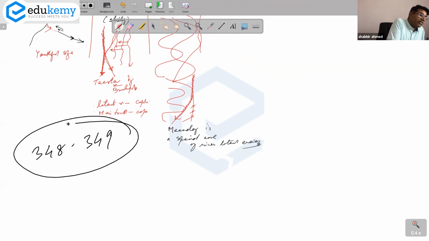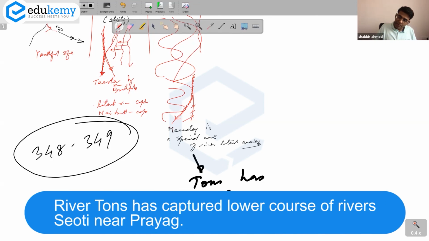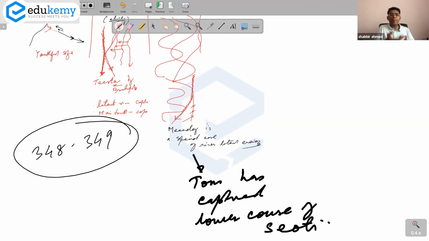Look at page 349, first column and the second paragraph. The last 4 lines say, thus the forms of river capture may be grouped into 3 categories: captured by headward erosion, captured through lateral erosion, and captured through intersection of meanders. So it talks about a river called Tons River that has captured the course of COT. So your example is, river Tons has captured the lower course of a river called COT, which is near Allahabad city. An example has been given.